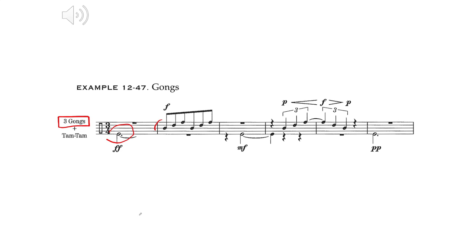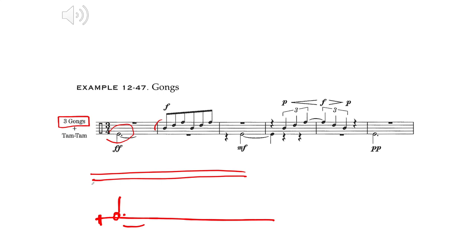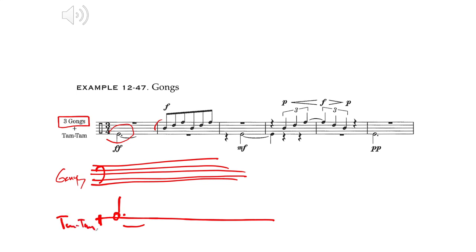In this case, I would recommend to use one tom-tom line and write the tom-tom on this line, and this is let vibrate tie, and then another staff, and the correct version is that it is an instrument of definite pitch written with F clef, and this is for gongs, and this is tom-tom. Let's listen to the example.